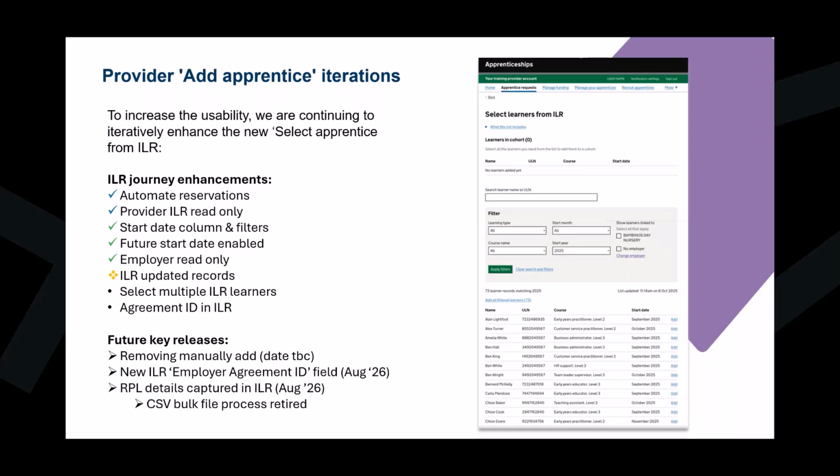We'll remove the manual add journey soon as well. We're still assessing the impact and having a look at the feedback from users. I think there are quite a few questions or requests in regards to that, but the intention is to remove the add journey so we preserve the integrity of the ILR data. Once that decision has been made, it will be communicated through the weekly DFE article and a banner notification in the provider account. We're also working with the ILR team to replace the existing tactical conref number field with a new field in the employer section, and also looking at the feasibility of including RPL in the ILR as well. Until then, the CSV bulk file process will remain available.